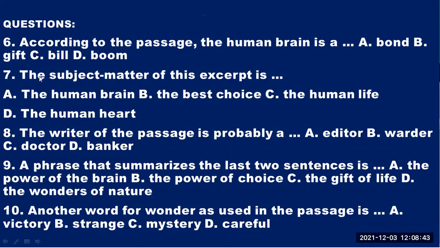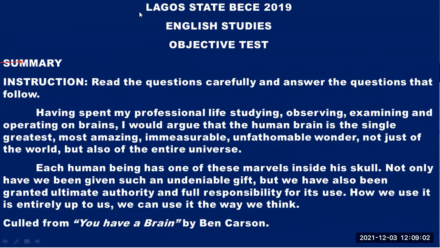Okay. Question number 6. According to the passage, the human brain is a dash. Of course, we have already come across where we are told that the human brain is a gift. All right? It's a gift. How do we know? We go back to the passage, all right? And we can see it. Look at it here. Can you see it? Well, let's pick our drawer, and you can see an undeniable gift.